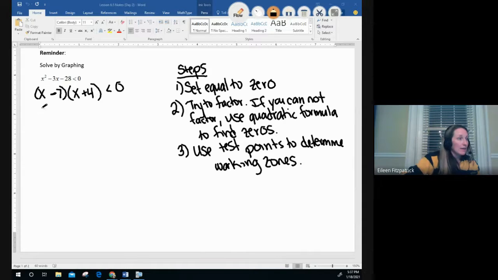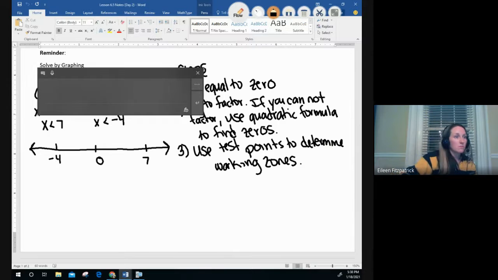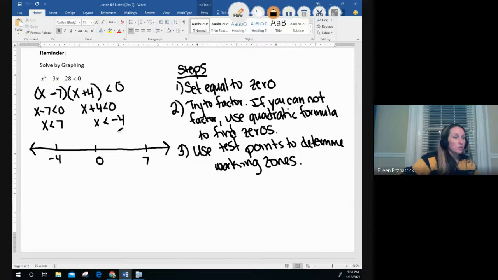Okay, and then I can say that x minus 7 is less than 0, x plus 4 is less than 0. So I have x is less than 7, and x is less than negative 4. All right, so then I'm going to plot negative 4, 0, and 7. Okay, you're going to use the points to determine working zones.